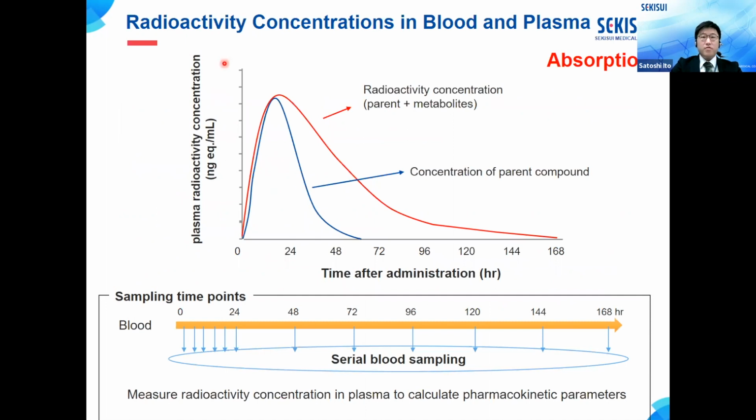To evaluate absorption, we measure the radioactivity concentration in blood and plasma. Samples to be collected are mainly plasma, but blood may also be collected and measured for compound with high blood cell transferability. We will perform serial blood sampling, but the amount of blood collected will be limited to the amount determined by animal ethics. We also measure the concentration of the parent compound by LC-MS. And if the difference between the two concentration values is large, it indicates that the compound is easily metabolized.